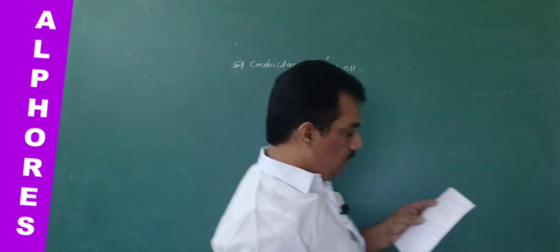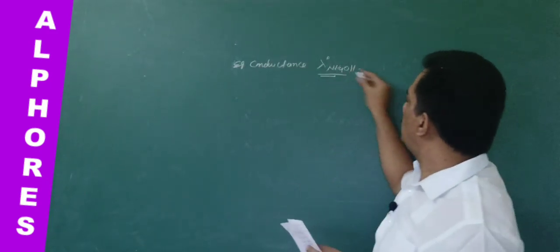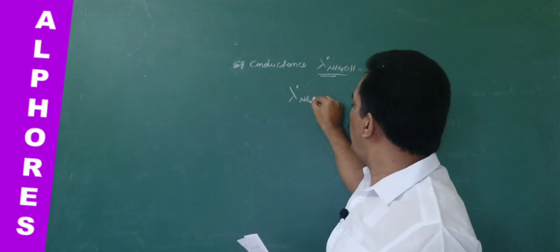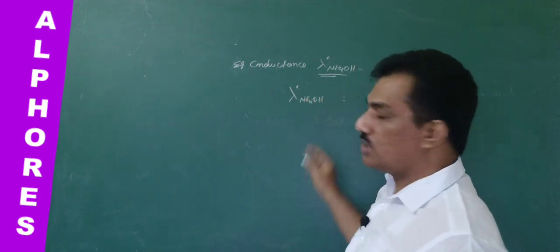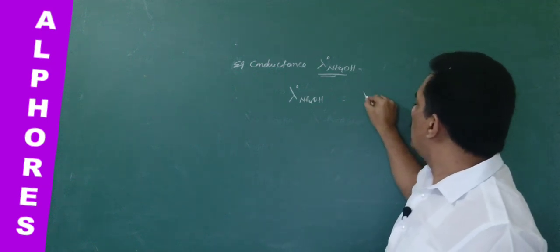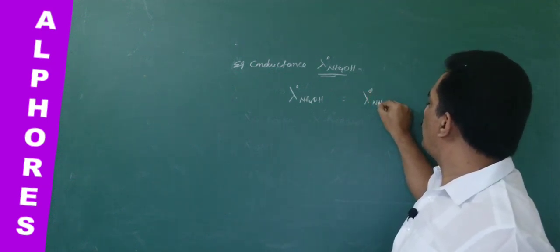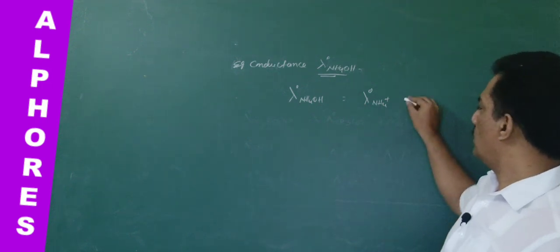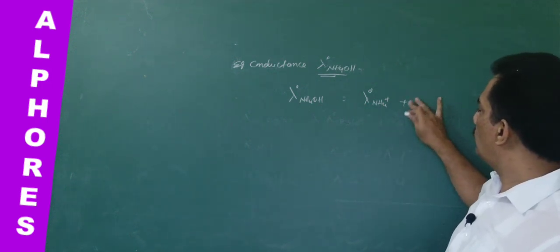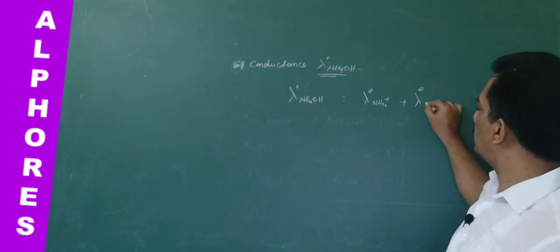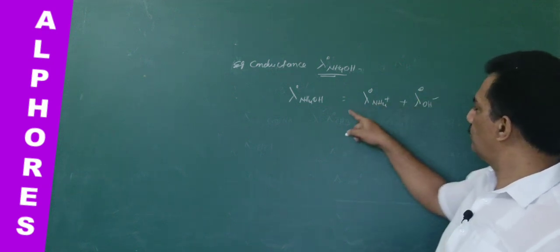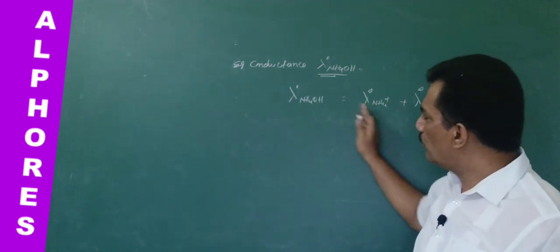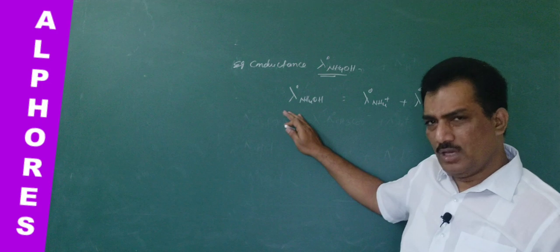And for this equivalent conductance, it is nothing but lambda naught NH4OH as per Kohlrausch law. It is equal to lambda naught NH4 plus, that is nothing but the equivalent conductance of NH4 plus, and lambda naught OH minus, the equivalent conductance of OH minus. So by the sum of these two we will get the equivalent conductance of NH4OH.